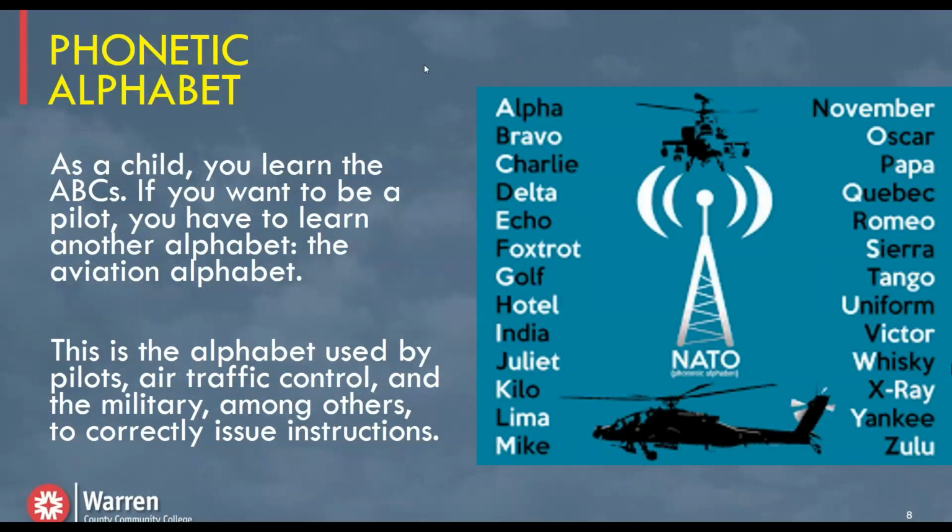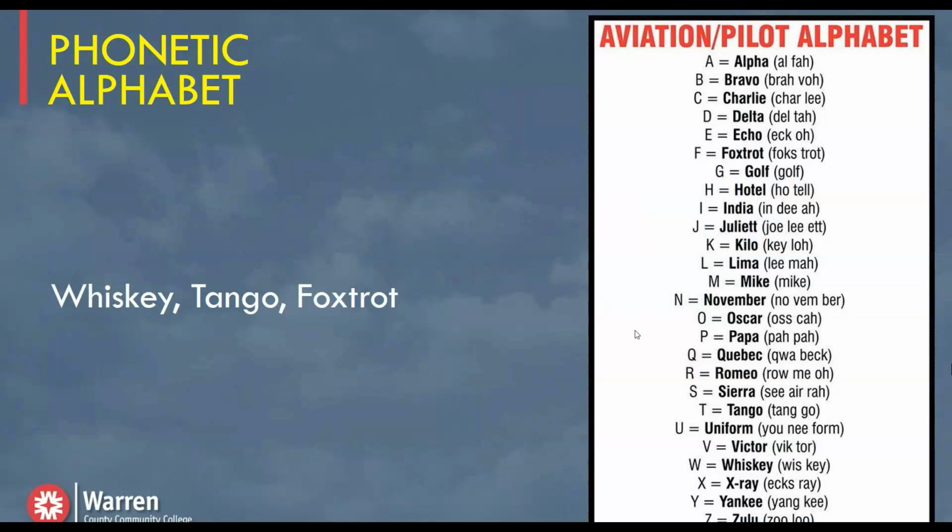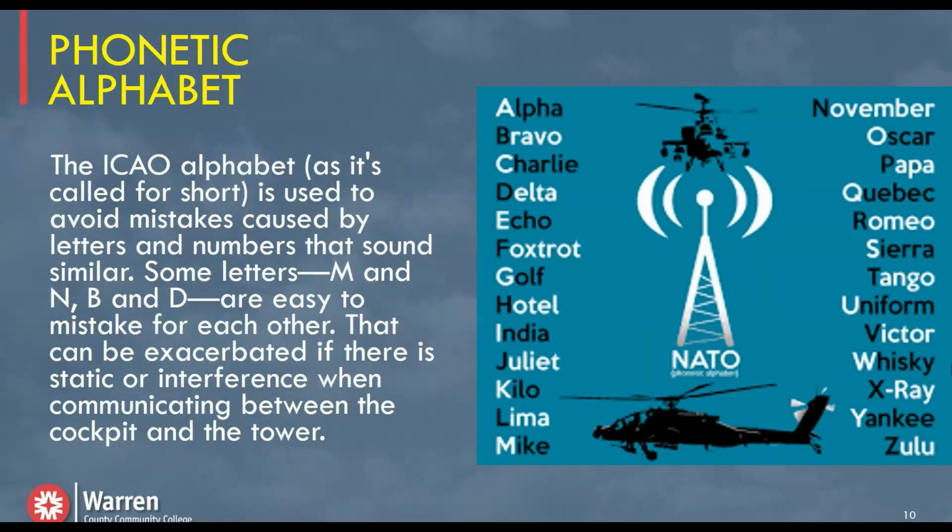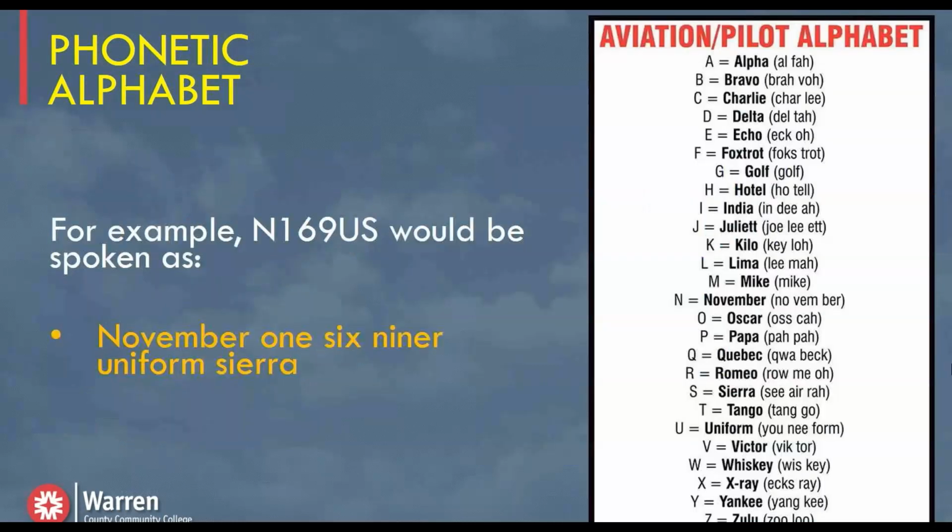And this takes some time to kind of get a sense of this. And again, we have it here as well. You probably are familiar with the concept of Whiskey, Tango, Foxtrot, often in texting known as WTF, and you know what that stands for. This alphabet is used to avoid mistakes caused by letters and numbers that sound similar. Some letters, M, N, B, D, are easily mistaken for one another. That can be exacerbated if there's static interference. If it's short, in other words, it's like an urgent situation when communicating between the cockpit, the tower, or between you and your crew on the ground.